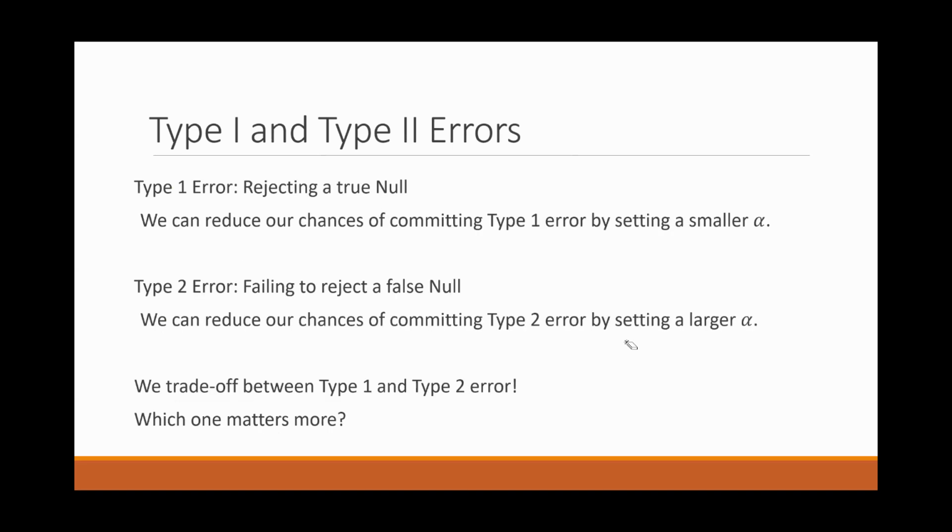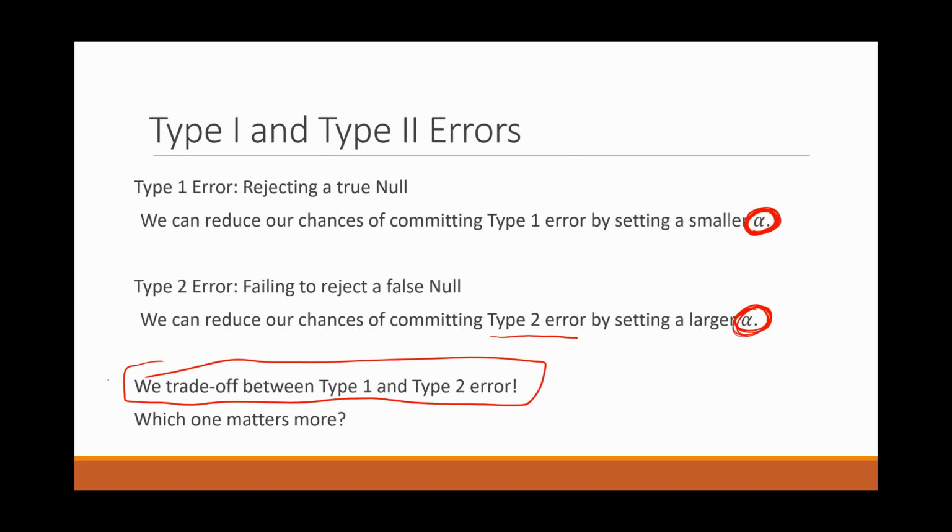All right. Now, we can reduce the chances of committing a type 1 error by choosing a smaller alpha. But on the flip side, we can reduce our chances of committing type 2 error by setting a larger alpha. So what we can see here is that there is a trade-off between type 1 and type 2 error.